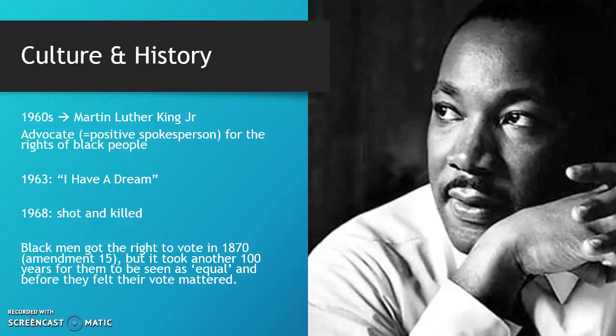Black men got the right to vote in 1870, as you can see. It took another 100 years for them to be seen as equal before they felt their vote mattered. Getting the right to vote in 1870 didn't really mean anything in the South. Again, we're talking especially about the South. White people would make sure black people were not able to vote. They would stop them on the way to the voting booth, and if needed, with violence. Again, in the northern states, it was a little bit better.